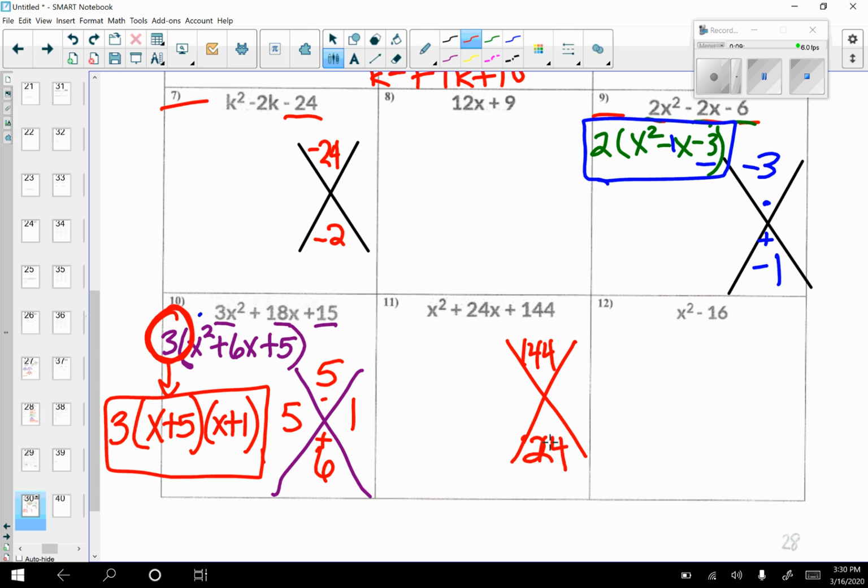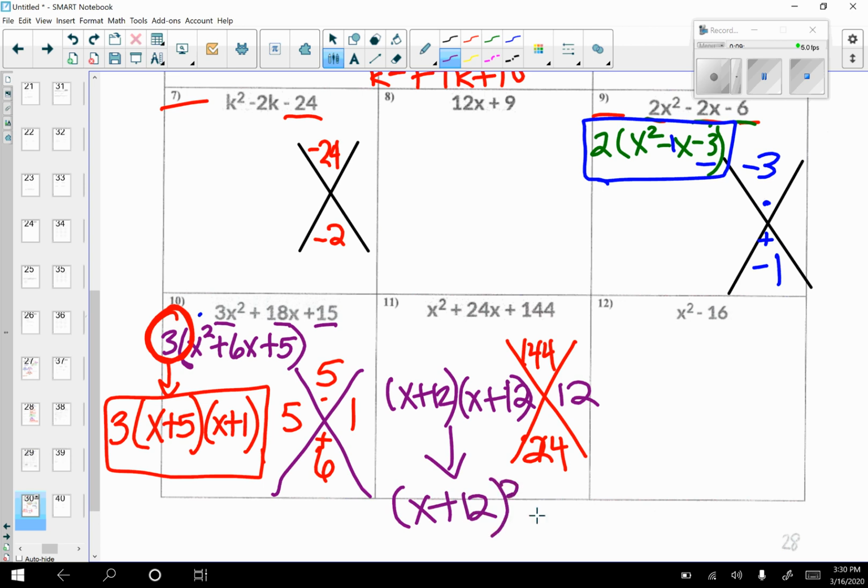Okay, so think about this. When you think about it, you should think, oh, 12 and 12. So I can write this as x plus 12 times x plus 12, or we can write this as x plus 12 squared. There are two of them. Either way.